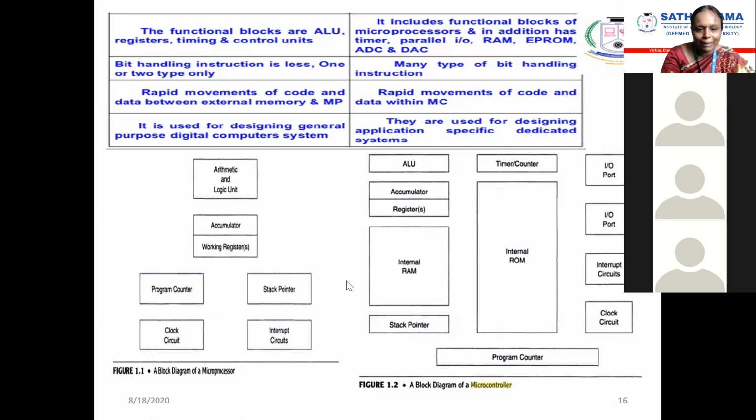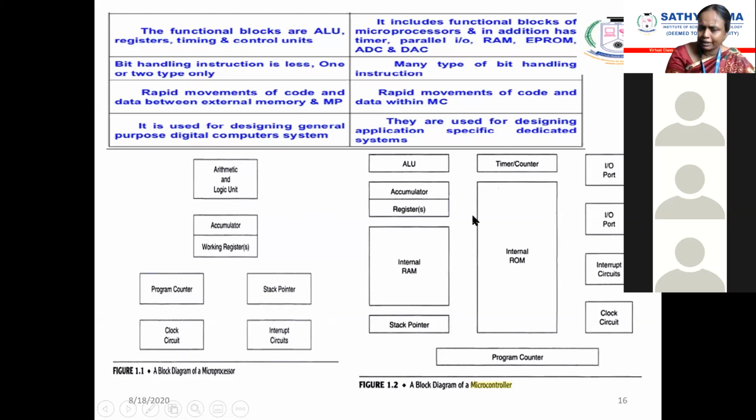Now please see this image. Whatever I have briefed will be denoted in this image. You just go through this. Here you can see the block diagram of a microprocessor and the block diagram of a microcontroller. Please have a look at this. The microprocessor architecture you have studied: ALU, accumulator, working register, program counter, clock circuit, stack pointer, interrupt circuit. All put together form one single chip, that is the microprocessor.